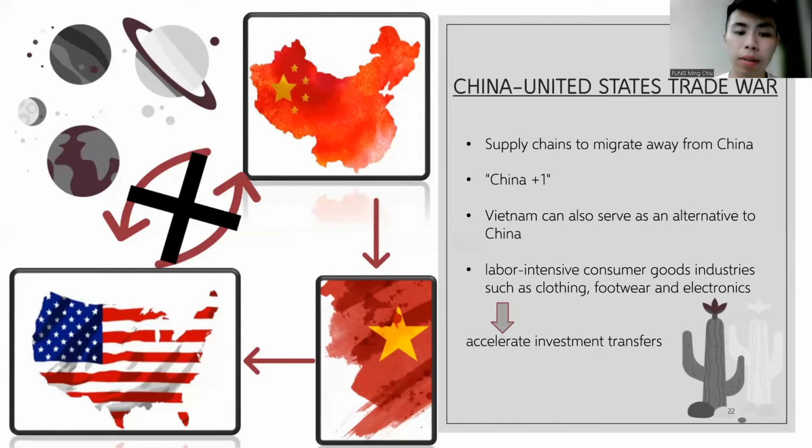It means that companies in various countries are not moving their business or production base out of China, but setting up another country to diversify risk. For investors, Vietnam can also serve as an alternative to China. Vietnam is benefiting from the China plus one strategy, in which Chinese-based investors move and expand to another country to increase market access, diversify risk, and reduce labor costs. The growing trade war will only accelerate investment transfer, especially in labor-intensive consumer goods industries such as clothing, footwear, and electronics.